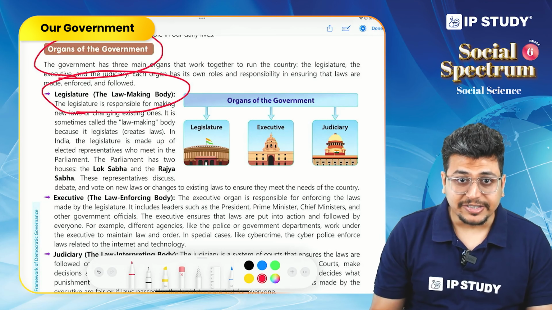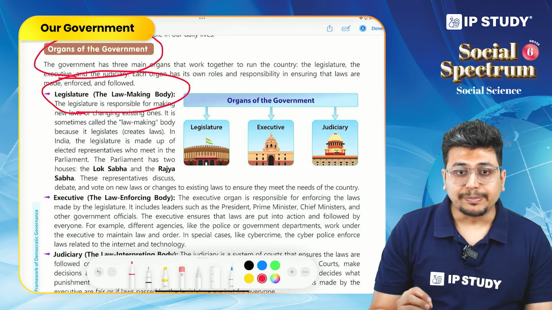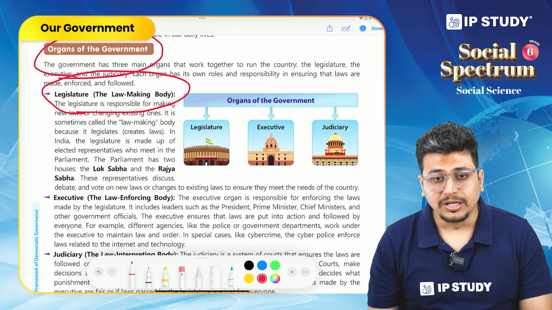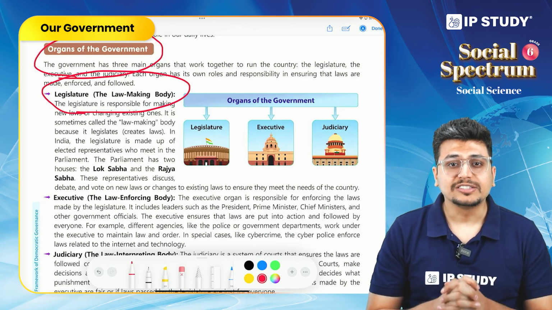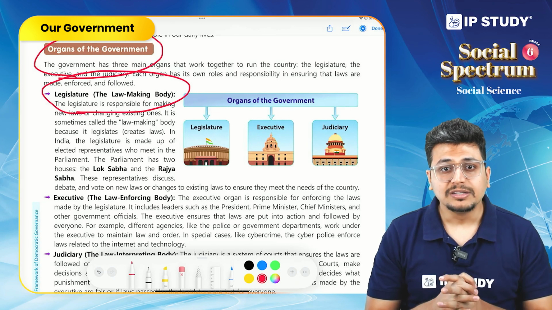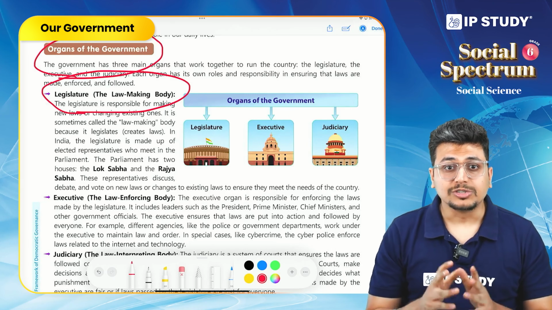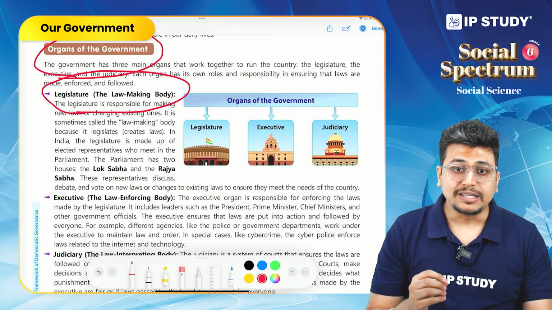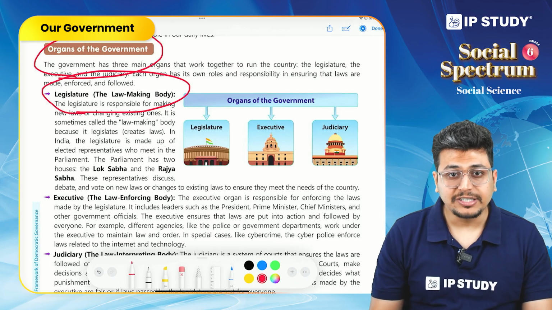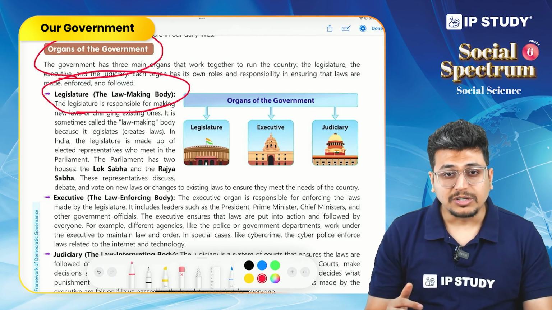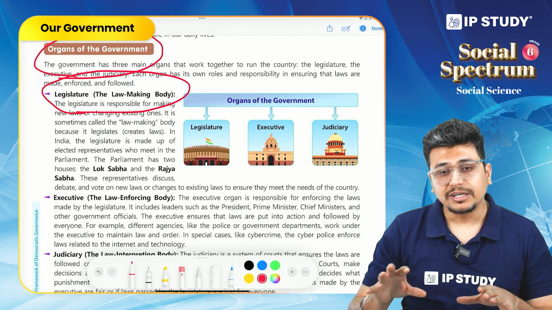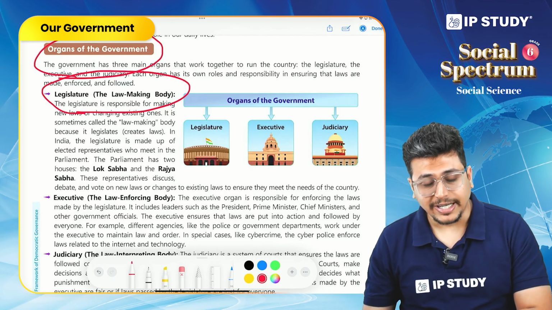In our country, there is parliament, and the parliament has two houses, Lok Sabha and Rajya Sabha. So both of these houses are responsible for making the laws. So the people in the parliament, our members of parliament, go there, they discuss different aspects of what they want to make a law, and that is how they come up with the new laws, right?